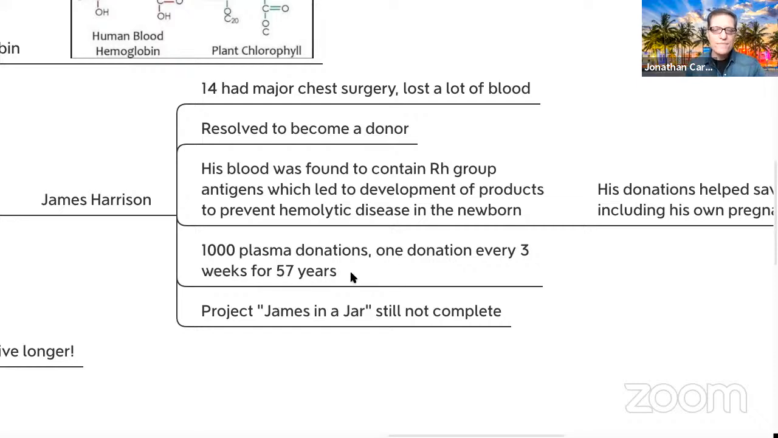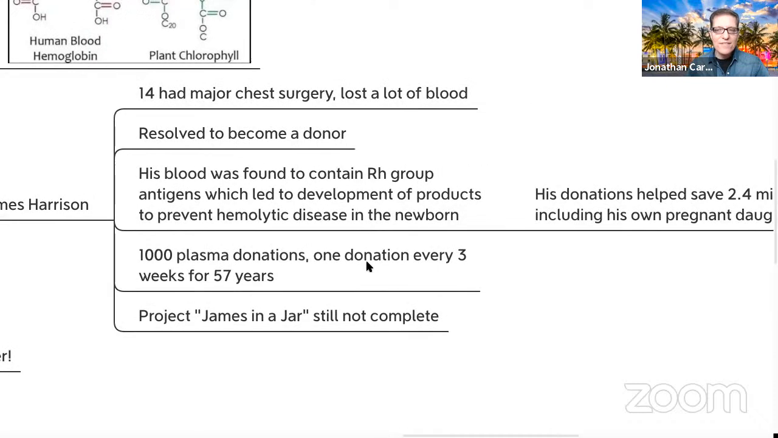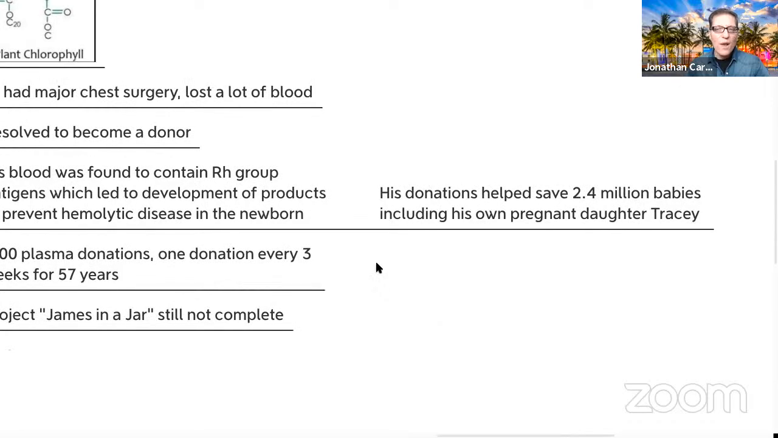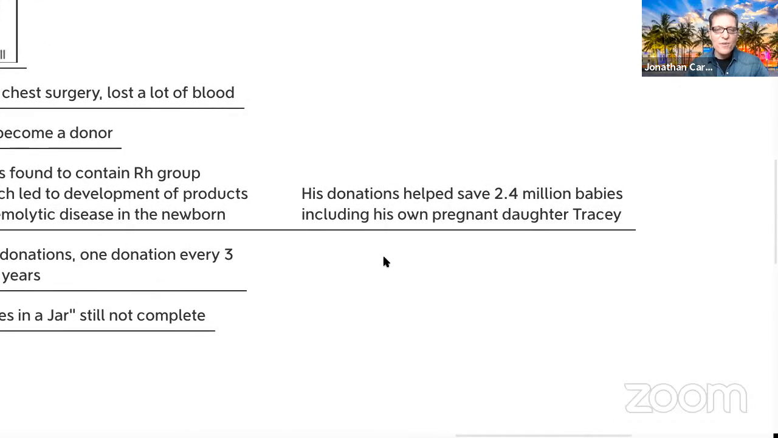Now, why is it that you could do a plasma donation every 3 weeks? You certainly couldn't do that with red blood cells, with whole blood, because you can't take out all those red blood cells. You're not going to produce enough. But plasma, as we spoke about, is the water part, which has all those dissolved things in it. And so he was doing a donation every 3 weeks for 57 years, amazingly. And his donations helped save 2.4 million babies, including his own granddaughter.